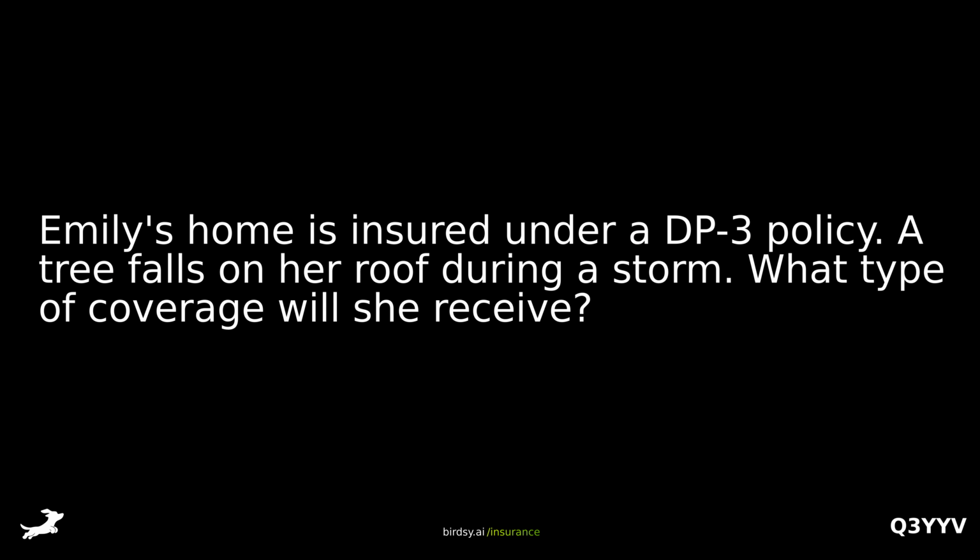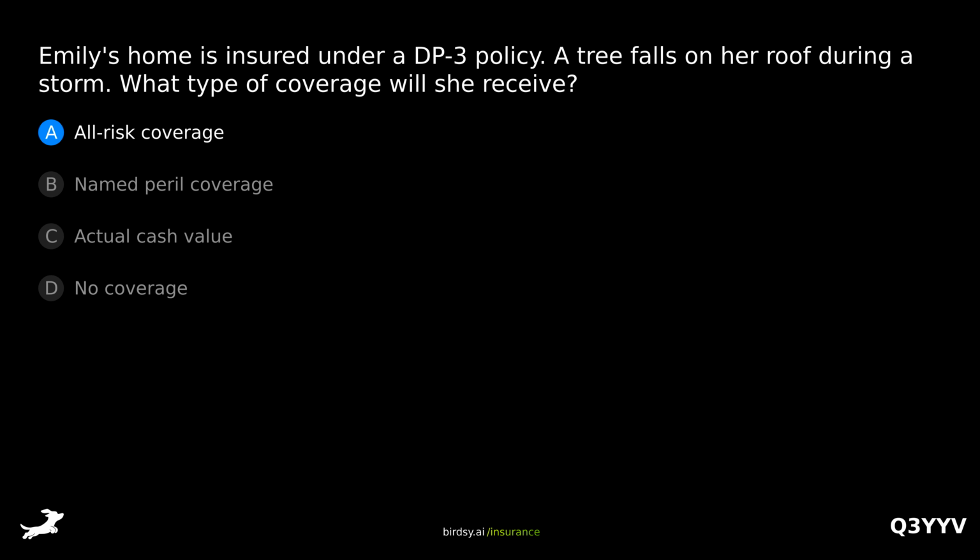Emily's home is insured under a DP3 policy. A tree falls on her roof during a storm. What type of coverage will she receive? Is it A, all-risk coverage, B, named peril coverage, C, actual cash value, or D, no coverage?